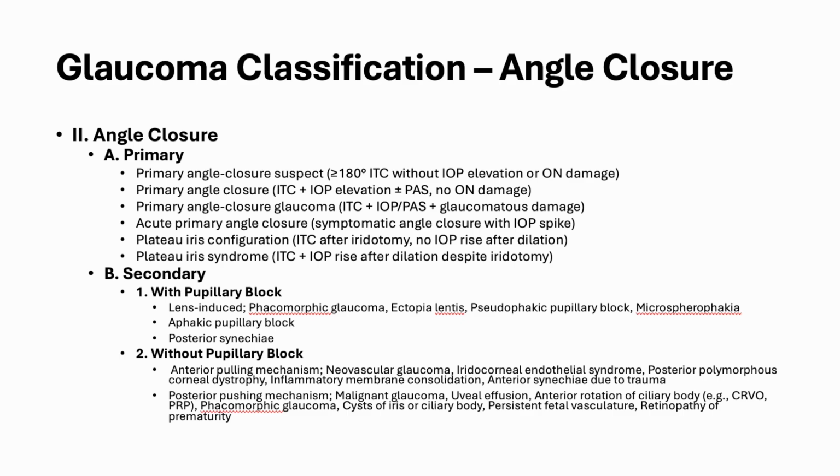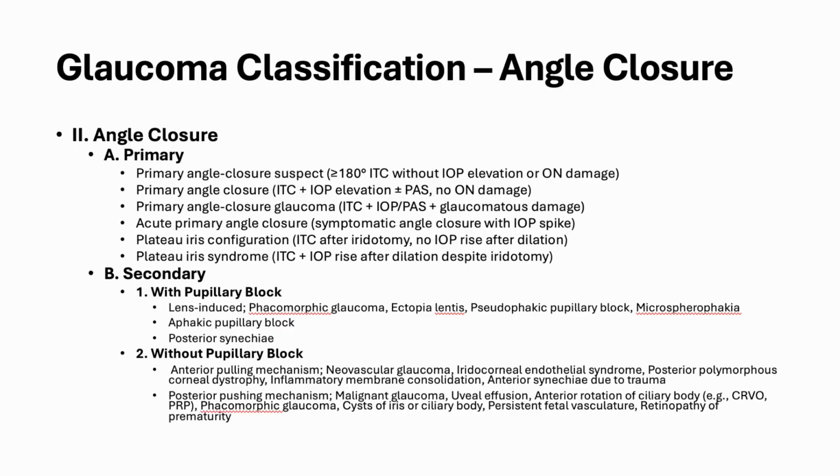Angle closure glaucomas are also classified into primary and secondary types. Primary angle closure includes several stages. Angle closure suspect, where 180 degrees or more of iridotrabecular contact is present, but without IOP elevation or optic nerve damage. Primary angle closure, when there is iridotrabecular contact with elevated IOP or peripheral anterior synechiae, but no optic nerve damage. Primary angle closure glaucoma, when there is evidence of glaucoma damage.